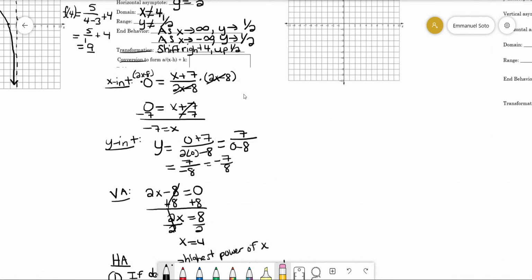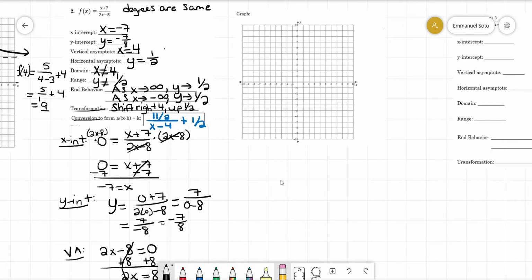So it looks like we have, and I'll do this in another color, 11 over 2 over x minus 4 plus 1/2. Notice that in this case, it's shifting right by 4, which is what we said, and it's shifting up 1/2, which is exactly what we said in the transformation. Now let's go ahead and graph this.